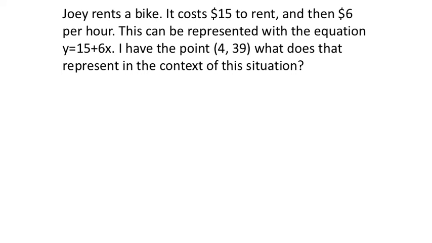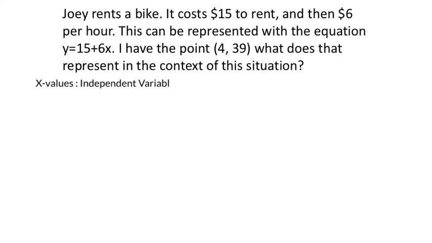Joey rents a bike. It costs $15 to rent, and then $6 per hour. This can be represented by this equation: y = 15 + 6x. I have the point (4, 39). What does that represent in the context of this situation? So this goes back a little bit into what you may have learned in science, but the x values are what we call the independent variables.